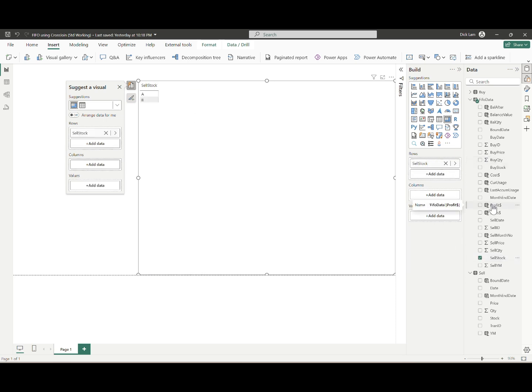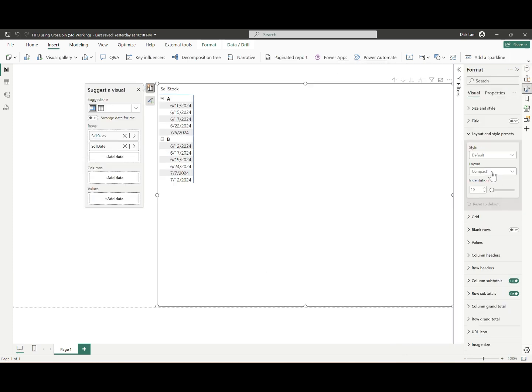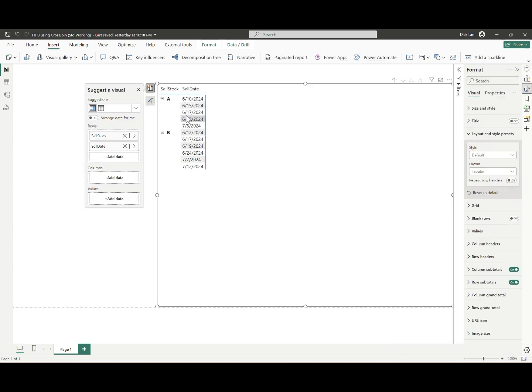For the rows header, we will have many columns. After the sales stock, we have the sales day. Now, be reminded that this is a table, so we need to click on that one, and then we change the layout to tabular. All right, you see that they are all in the same level. And style, minimal. Or default, let's use the default first.